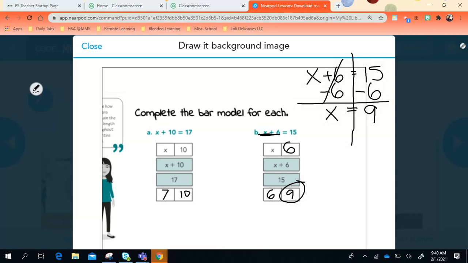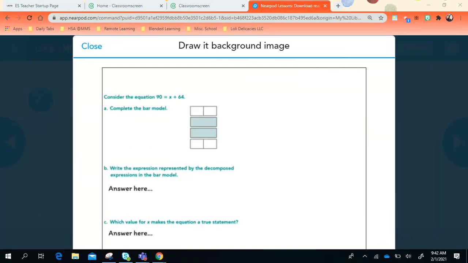And now I tell you to write it down because as our problems get bigger, we're going to be using more of this and less of this. It says consider the equation 90 equals x plus 64. Notice how we went from really small numbers to really big numbers. That's going to happen. But it's the same process. You're going to be decomposing. The only difference is that you're decomposing with bigger numbers.